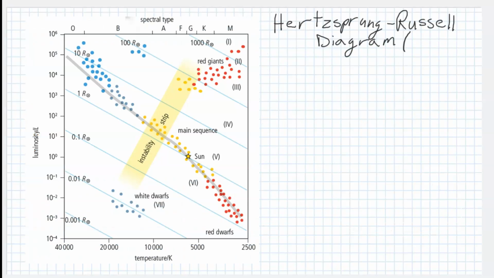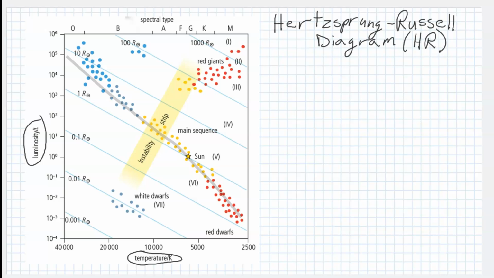One way the spectral classification of the stars is used is on a Hertzsprung-Russell diagram, or HR diagram for short. You can see the spectral types across the top here, O, B, A, F, G, K, M, from hottest on the left to coolest on the right. And on the y-axis, luminosity is plotted, and temperature is plotted on the x-axis, with the hottest temperatures being on the left and the coolest temperatures being on the right.